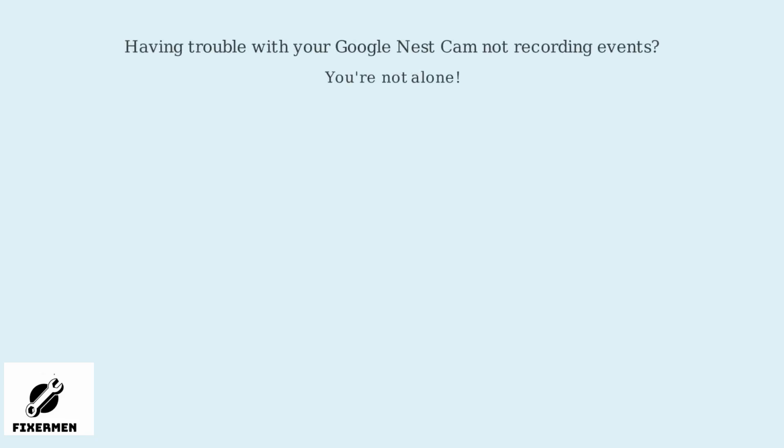Having trouble with your Google Nest Cam not recording events? You're not alone. This section explains the common culprits behind missed recordings. One common issue is software bugs, glitches in the app or camera firmware that prevent proper event detection. Wi-Fi connectivity problems are another major culprit. Unstable internet connections can interrupt the camera's ability to upload and record events in real time.